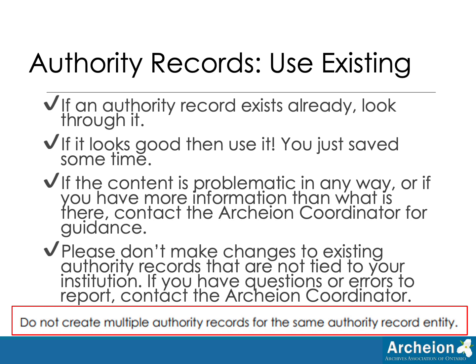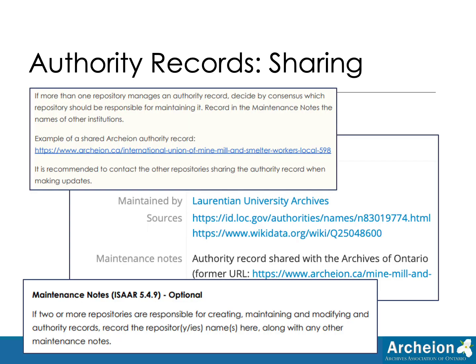So we just want to make sure we're not creating multiple authority records for the same entity, and if we need to share authority records, that's allowed, and there's methods to do that. You can just contact the Archeion coordinator or the institution that you want to share an authority record with. So if you do run into a use case where you want to be sharing a record with another institution in Archeion, the policy indicates how to handle that. And this slide just shows an example that is an authority record that's maintained by Laurentian University Archives, but also shared with the Archives of Ontario.